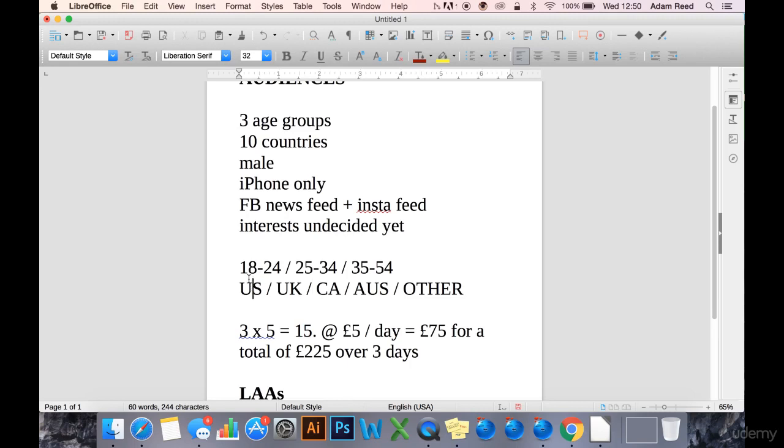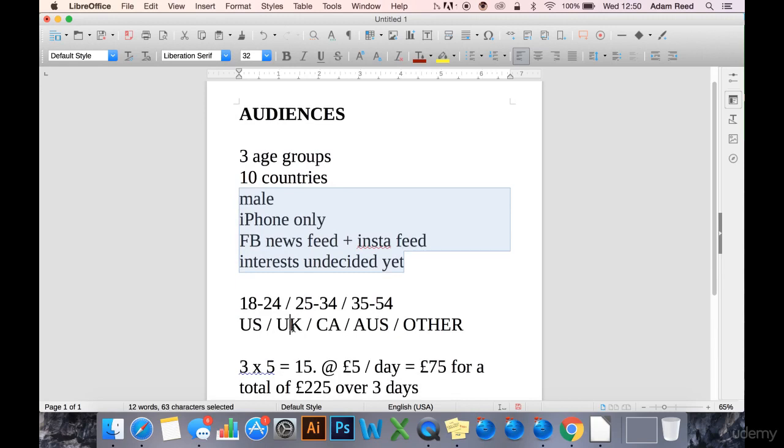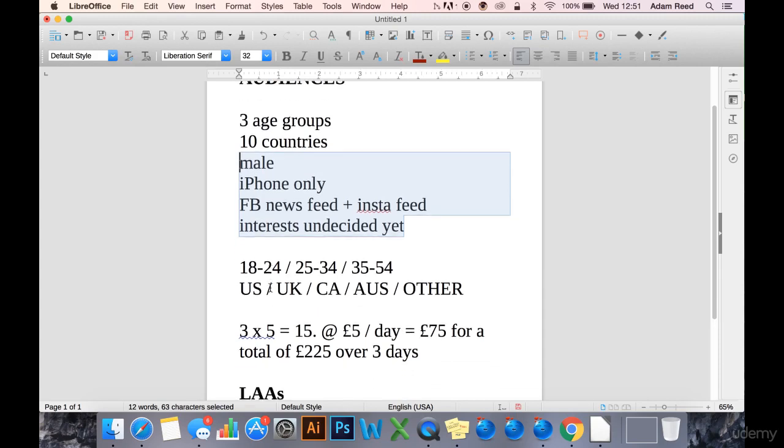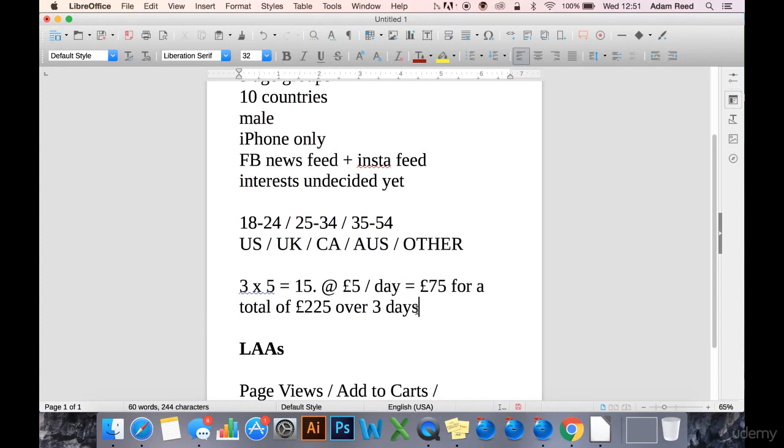So I'll have a US 18 to 24 with these settings. I'll have a UK 18 to 24 with these settings, a Canada 18 to 24 with these settings, and so on and so on. And then I'll have a 25 to 34 for each of these, and that's how you get the 15. 3 times 5. And they're all going to run at £5 a day each. That equals £75 a day for a total of £225 over 3 days.